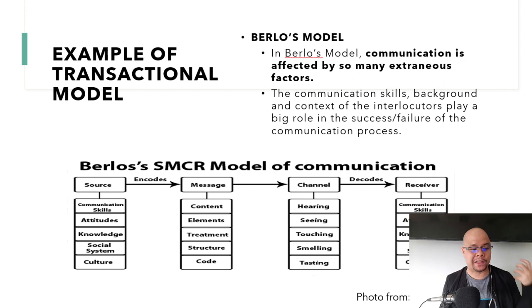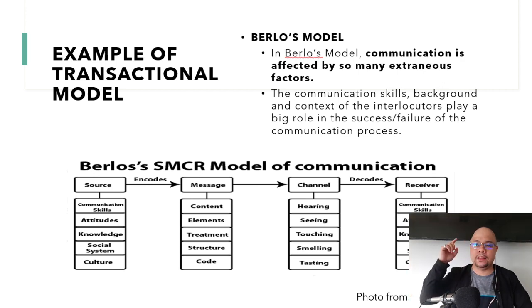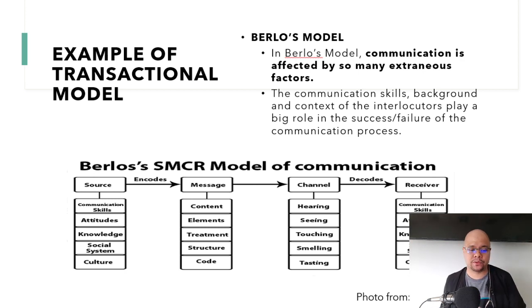For the source, we have to look at the communicative skills. We have to look at the attitude of the speaker, the knowledge base of the speaker, the social systems, the language, the culture. All of these things have to be taken into consideration. For the message, we have to look at the content of the message, the elements that we have included, the treatment of the analysis, the structure of our speech, and then finally, how do we code the whole thing? What words do we assign to encapsulate exactly what we mean? Okay, so context, basically. And that goes the same for the channel and the receiver.